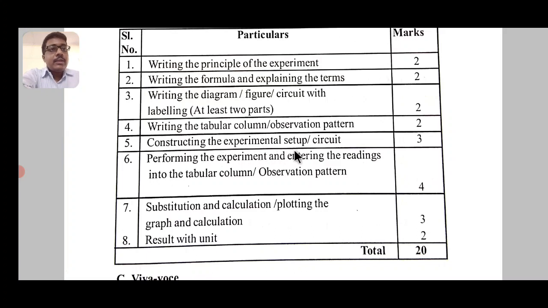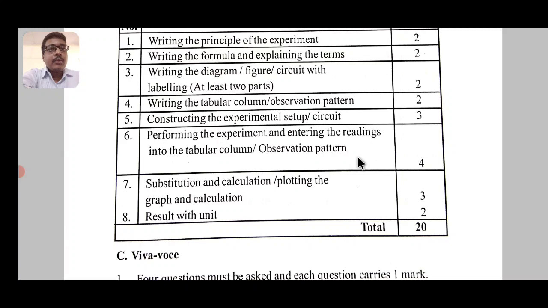So how you will set up the experiment, it may be a circuital experiment or it may be an optical experiment, it carries 3 marks, so it is very important. Next, for the performance, that is performing the experiment and entering the readings into the tabular column. Okay, now you will be having observations as well as tabular column, filling up the observations as well as tabular column by doing the experiment. This part carries 4 marks.